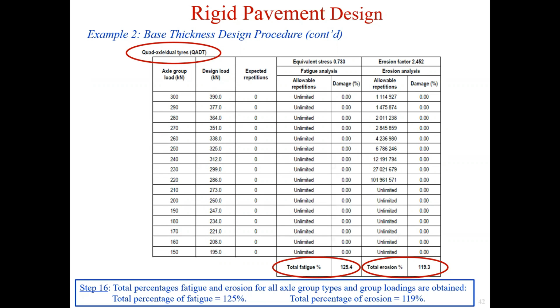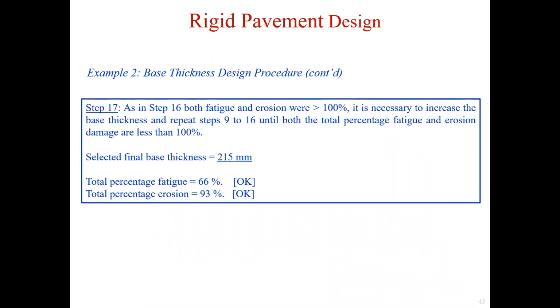The total percentages of fatigue and erosion for all axle group types and group loadings are obtained after we sum all the corresponding values. So the total percentage of fatigue damage is 125%, and the total percentage of erosion damage is 119%. From step 16, we can see that both fatigue and erosion damage were greater than 100%. So the trial design is deemed unacceptable.